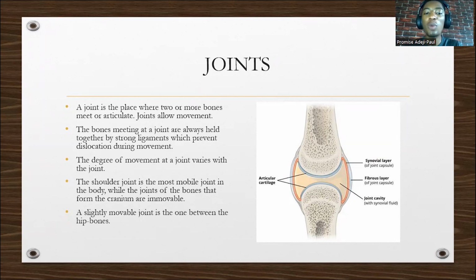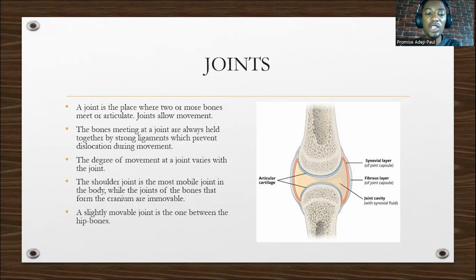So the shoulder joint is the most mobile joint in the body. I can turn my shoulder anywhere I want to. So it's the most mobile joint. Why are the joints of the bones that form the cranium immovable? Hope you know that there are also joints in the cranium, inside our skull. You can't move it. It's immovable. They can't move at all.